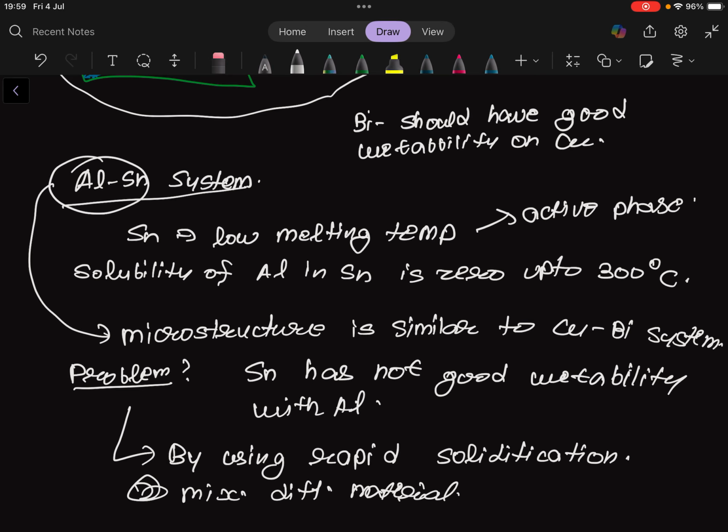So we can start with aluminum powder, mix it with tin powder, compact it, sinter it, and we can get islands of tin, which is I think the brighter phase, surrounded by aluminum. So its microstructure is basically similar to the copper bismuth system.